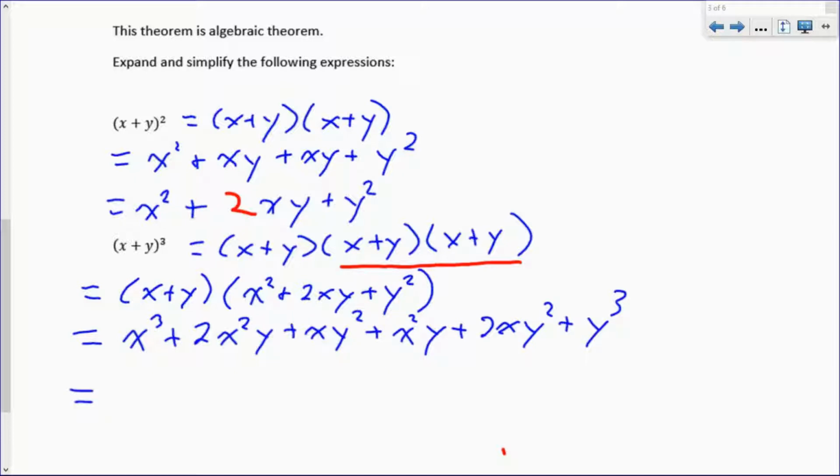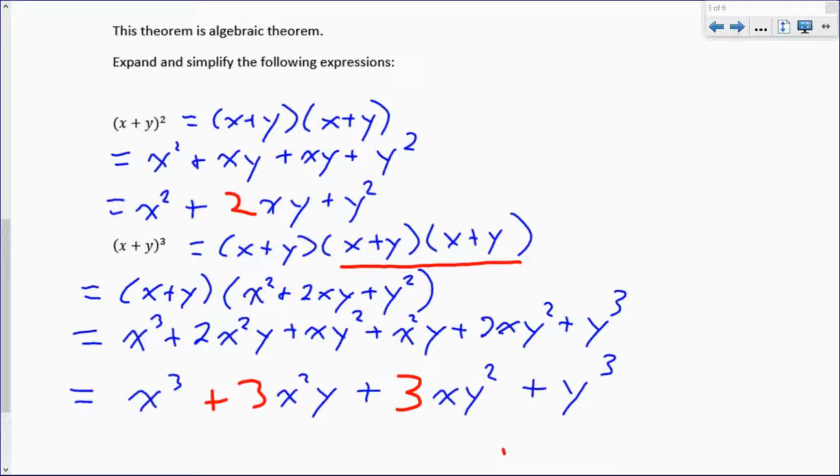The last step here is to collect like terms. So I can add x squared y. I've got a 2x squared y plus an x squared y. That's going to give me plus 3x squared y. The next term I have is an xy squared plus a 2xy squared. That gives me 3 as well, 3xy squared. And finally, I have the y cubed. Okay, you'll notice I'm putting my coefficients in red here. It's because I want to point something out.